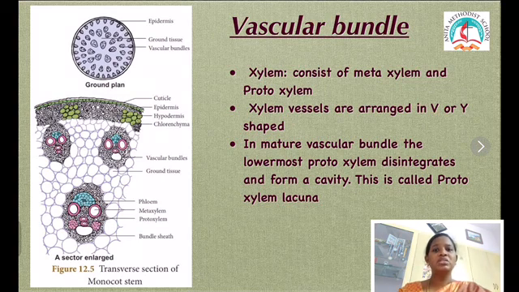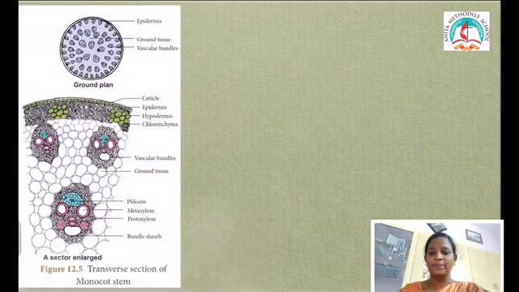In mature vascular bundles, the lowermost protoxylem disintegrates and forms a cavity, an empty gap. This gap is called protoxylem lacuna. Can you see below the xylem? The white color circle is called lacuna.